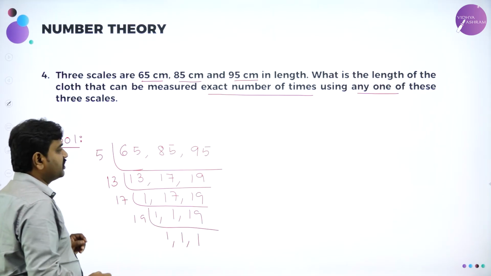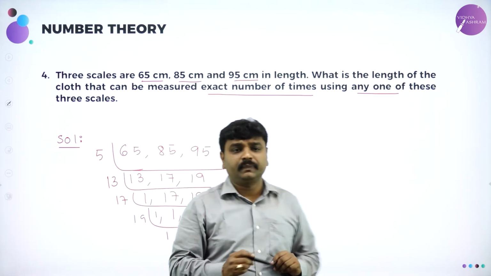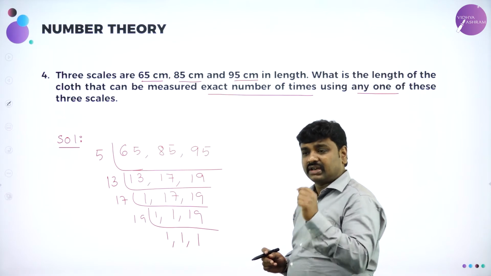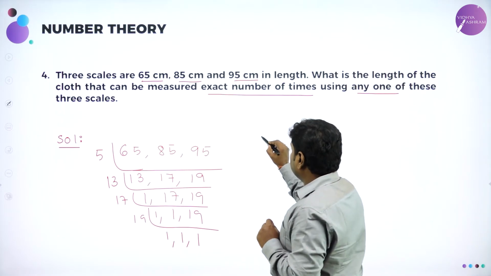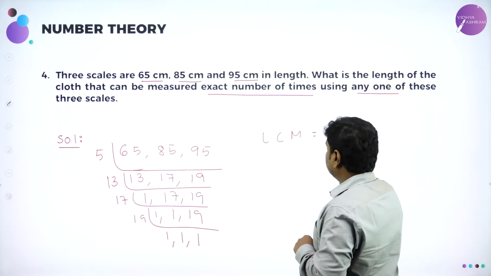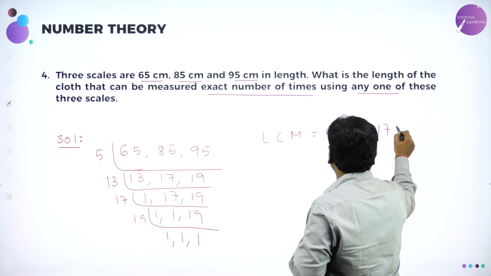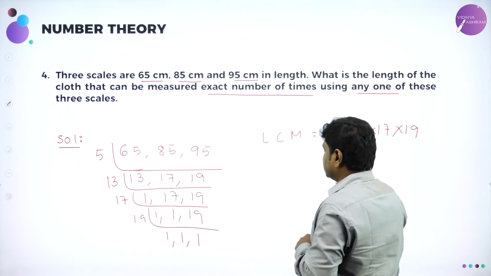So now multiply. What is the LCM for this? 5 into 13 into 17 into 19. Use a calculator and find the value. So now LCM is equal to 5 into 13 into 17 into 19. This is the LCM.